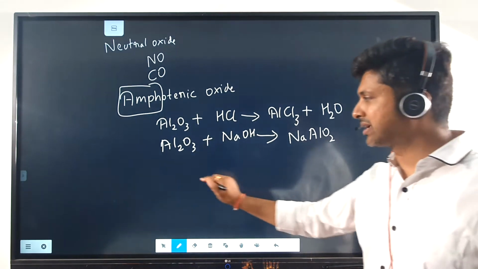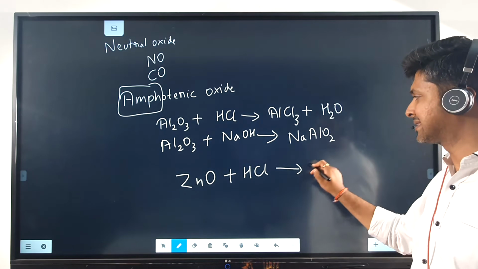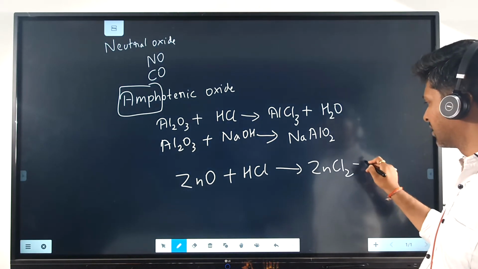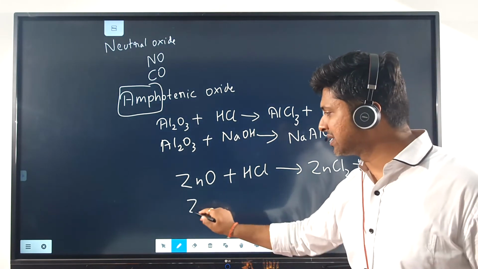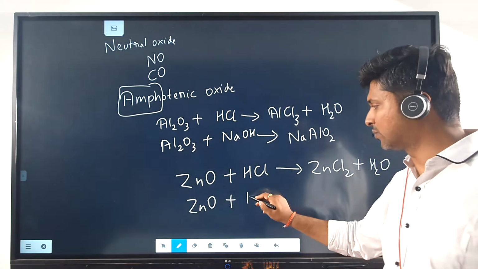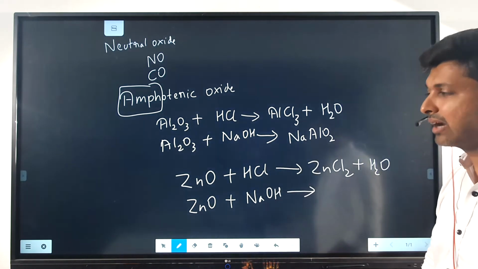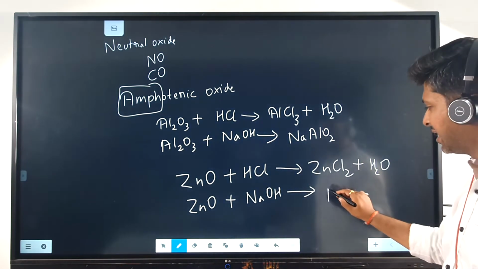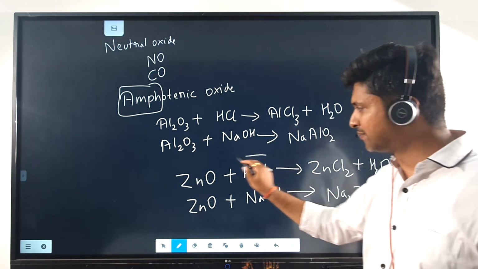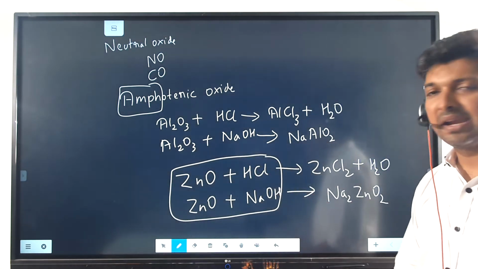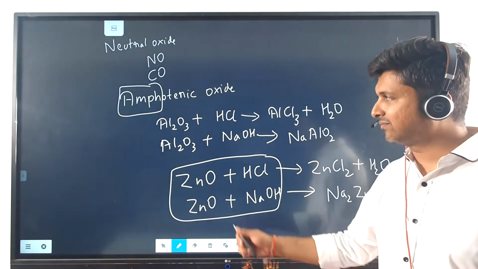Same goes with zinc oxide as well. Zinc oxide with HCl will give you ZnCl2 plus H2O. I'm not balancing the equations. The same zinc oxide can react with NaOH also to form Na2ZnO2, sodium zincate. So you can see over here what I wanted to prove again is that zinc oxide can react with acid as well as base, hence it is an amphoteric oxide.